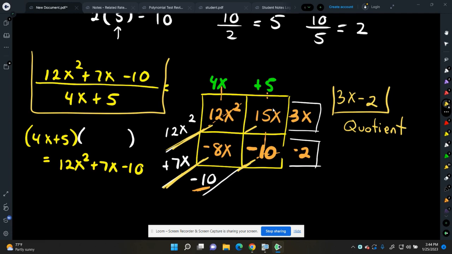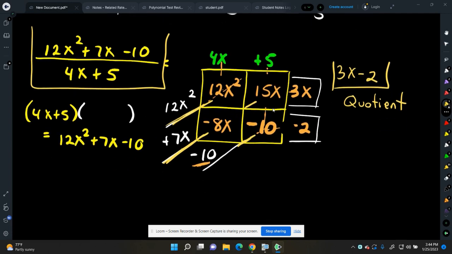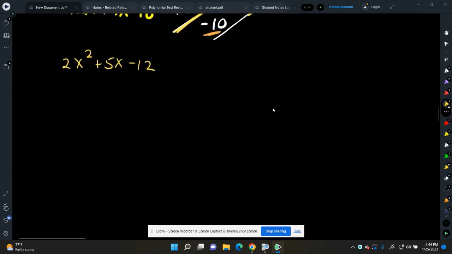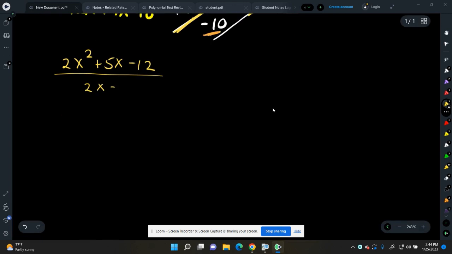Okay, it looks complicated, doesn't it? Let's do a couple more. Let's do some more practice here, okay? Let's do 2x squared plus 5x minus 12, right? Okay, divided by 2x minus 3.